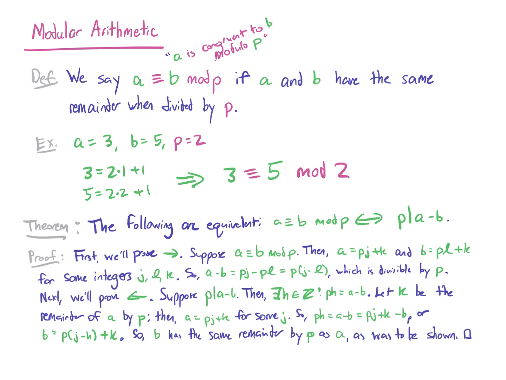So our proof is done because first we proved the rightward implication that if A is congruent to B mod P, then P must divide A minus B. And then we proved the leftward implication that if P divides A minus B, then it must be the case that A is congruent to B mod P. So for now, we can treat either of these two properties as equivalent. If we want to talk about modular congruence, we can say either this definition, they have the same remainder, or we can say that P divides A minus B. Either of those will work.